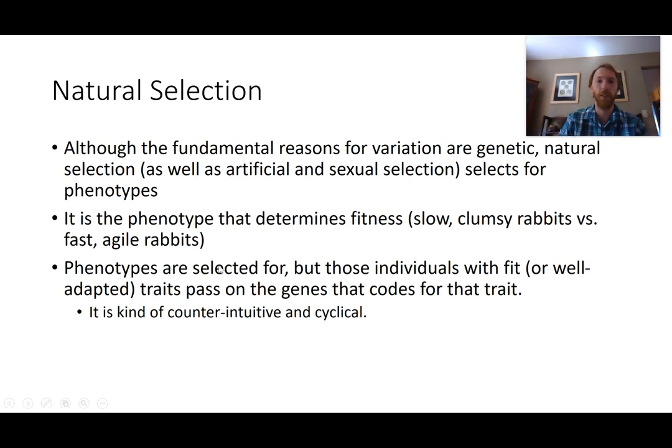So the phenotype is what's selected for, but those individuals that are fit or well adapted, they pass on the genes that code for those fit and well adapted traits, those traits that make them fit and well adapted. So it's kind of counterintuitive. You think that natural selection would select for genes, but it doesn't. It selects for phenotypes. And the phenotype then basically kind of works backwards and allows the gene to go to the next generation. It's not a great explanation that I just said, but the phenotype is what's selected for. The genes influence the phenotype. So it's the genes that get passed on to the next generation, but it's really the phenotype that's being selected for. All right.